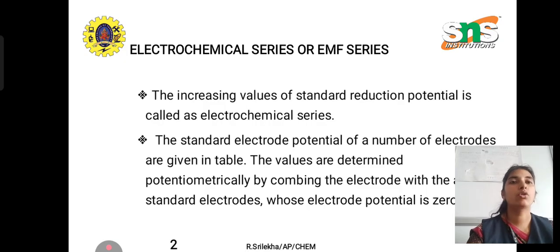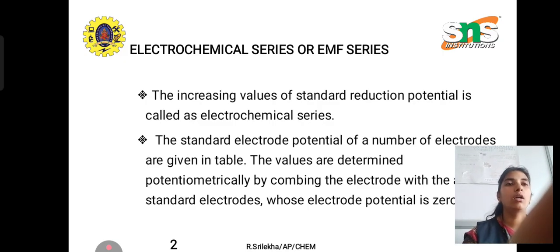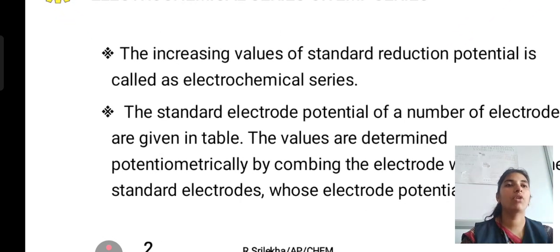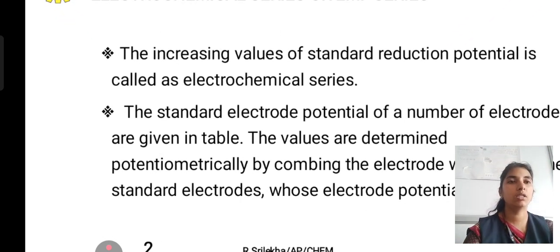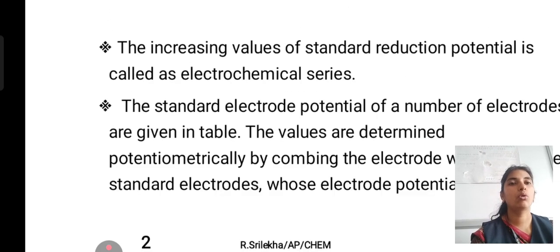that is the electrochemical series or EMF series. The increasing values of standard reduction potential is called an electrochemical series. Whenever the standard electrode potential of a number of electrodes increases, the standard electrode potentials of a number of electrodes are given in the table. The values are determined potentially by combining the electrode with the standard electrode potential.